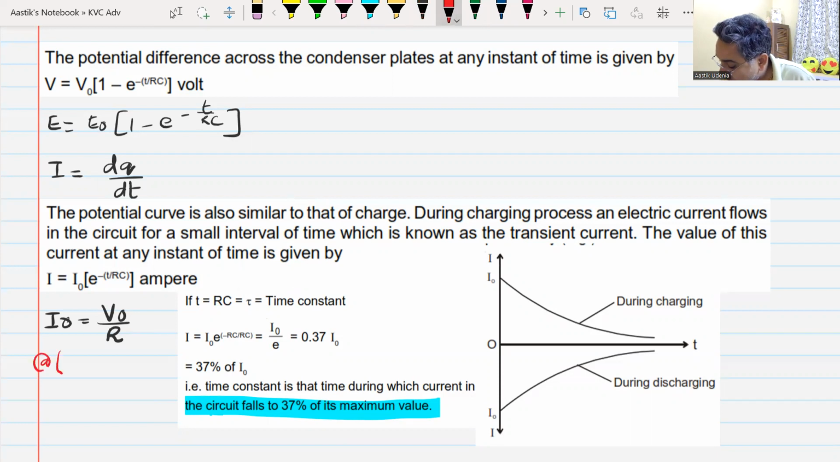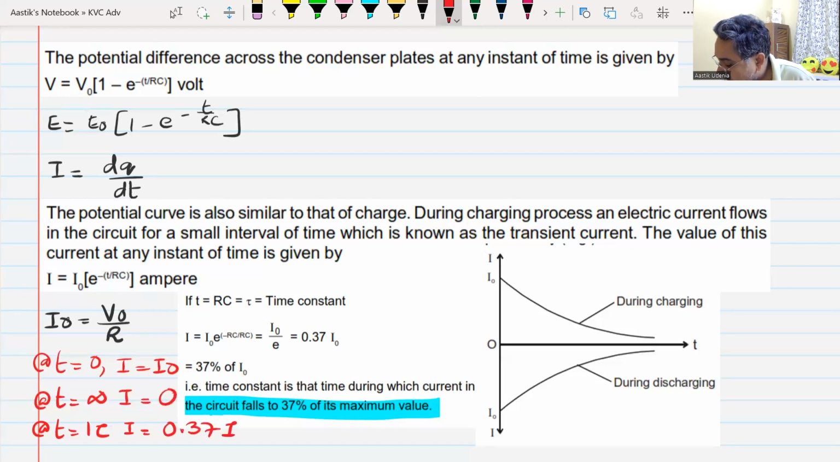At time t is equal to 0, current is I naught. At time t is equal to infinity, current is 0. At time t is equal to 1 tau, current is 0.37 times I naught. Do we understand this? Yes, sir. If you put time as 1 tau, current will become 37% of its maximum value. Do we understand this? Yes, sir. Everyone gets this? The formula for everything? I'll give you 2 minutes to note this down.